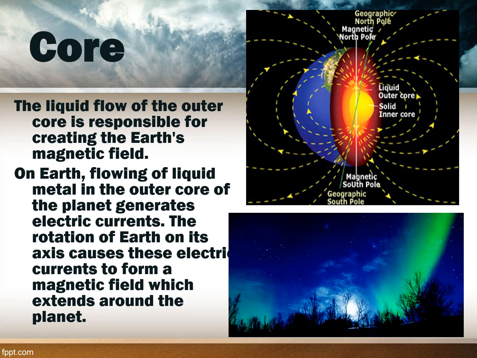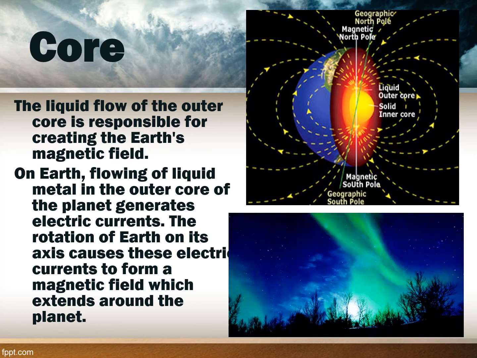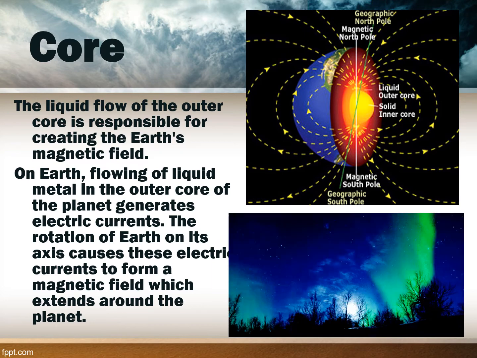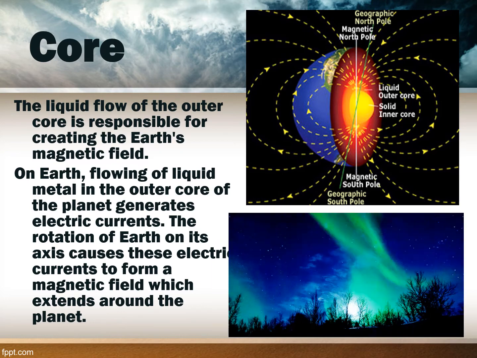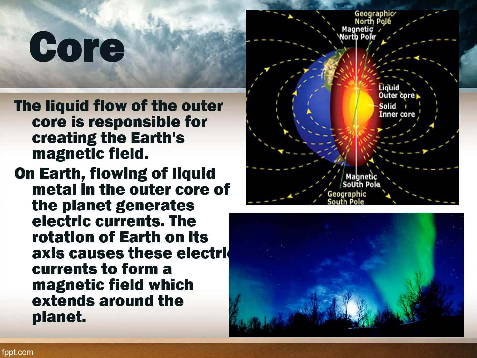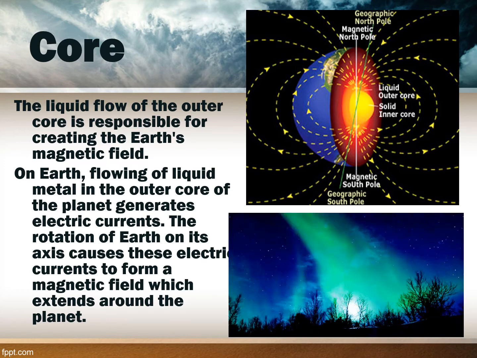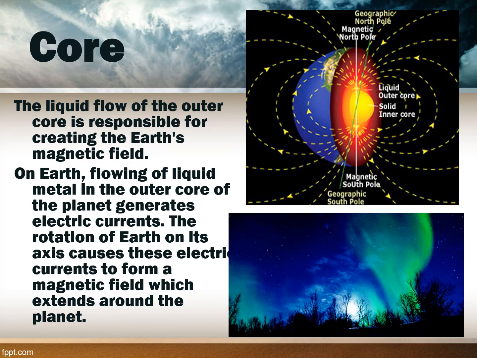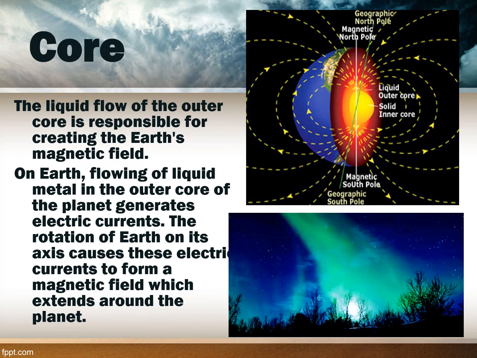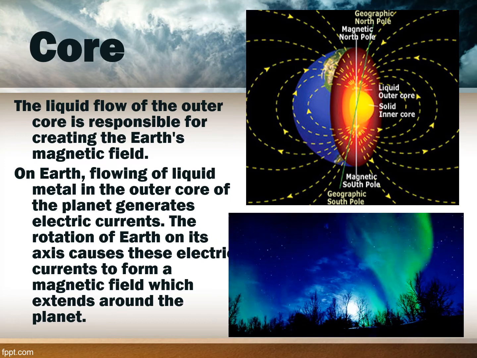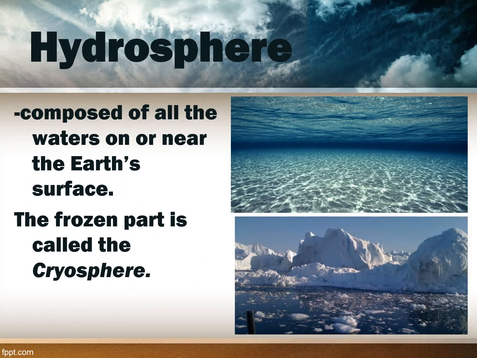magnetic field. That's why when we are using our compasses, it's not actually pointing to the north, but rather to the magnetic north, which is a little bit tilted from the true north. And the picture below is showing the aurora borealis, which is the showing of ions, or activation of ions, in the magnetic field.